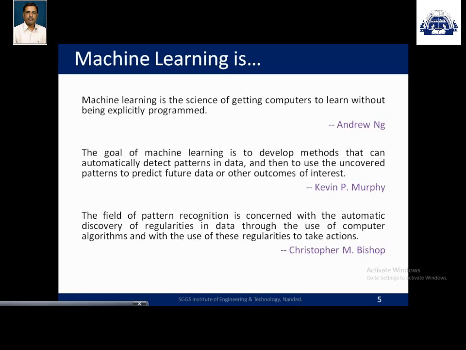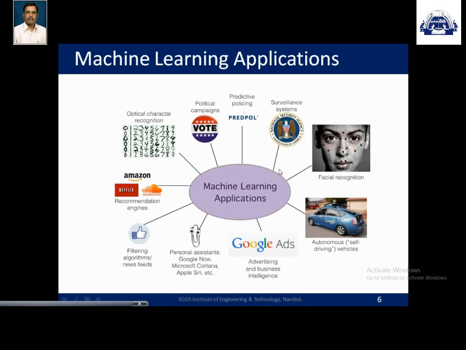Applications of machine learning start with optical character recognition, face recognition, surveillance systems, autonomous cars and many more applications like political campaigning, predictive policing, filtering algorithms, recommendation engines, personal assistants, even including healthcare systems.